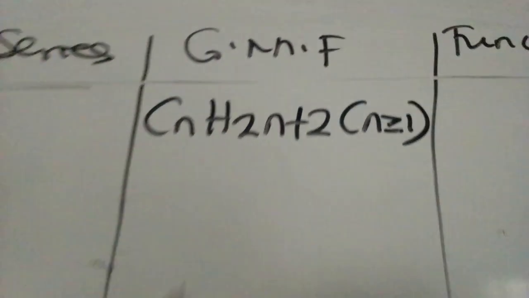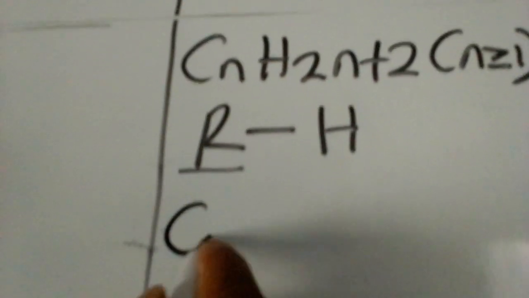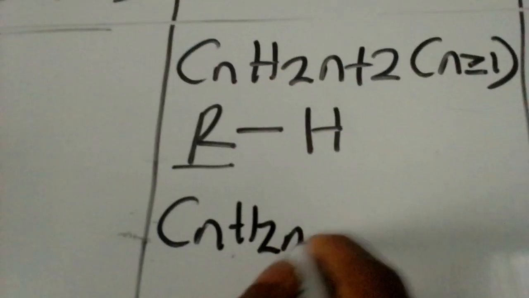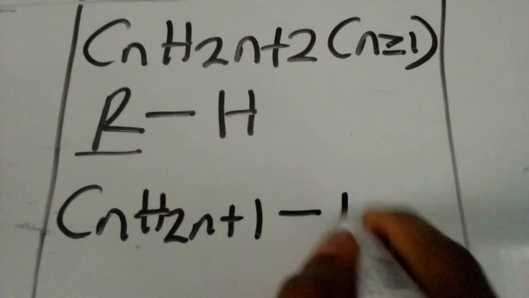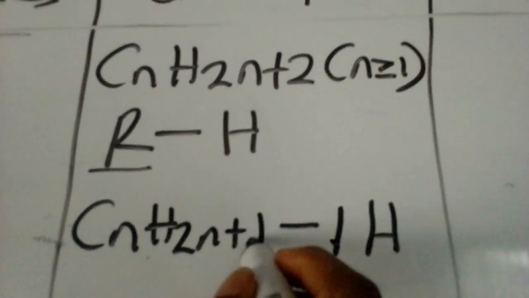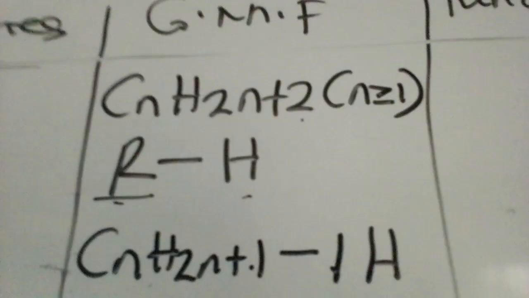Or we can write it symbolically as R linked to H. Know that R stands for the alkyl group, which is CnH2n+1. What is the R group? The alkyl group. Then adding one more hydrogen, 1 plus 1 gives you 2. So you see that this is equivalent to that.